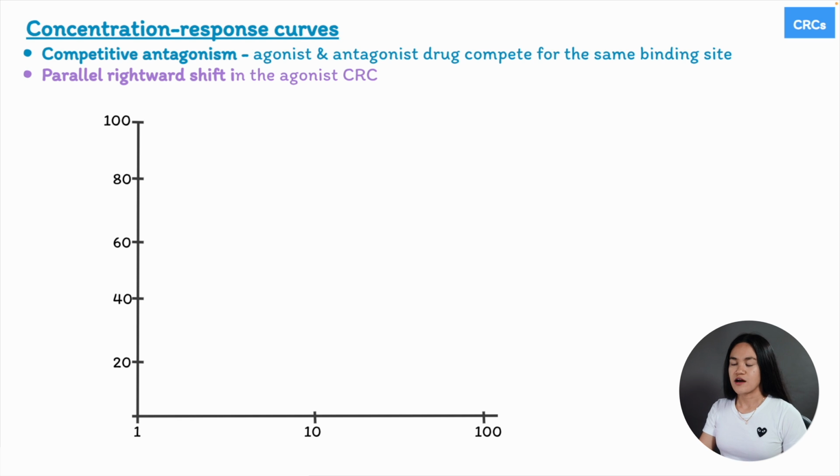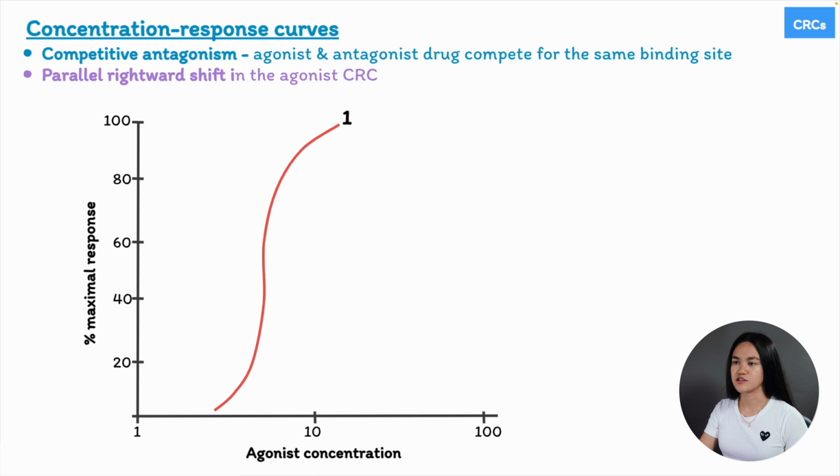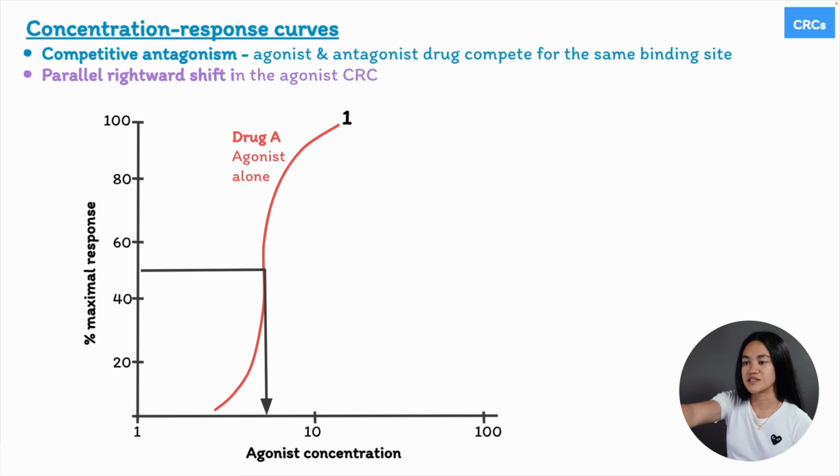Okay? Let's draw this out and look at competitive antagonism and its effects on the agonist CRC. Let's start with curve number 1 here. This curve represents the concentration response of an agonist drug. On the x-axis, we have the log scale of the agonist concentration, while the y-axis represents the linear scale of the response. Curve 1 shows that drug A is a full agonist because it reaches the maximum response, achieving 100% of the maximum effect. Okay? The EC50 value of drug A, which indicates the concentration at which 50% of the maximum response is obtained, is represented by the point on the curve where the response is at 50%.